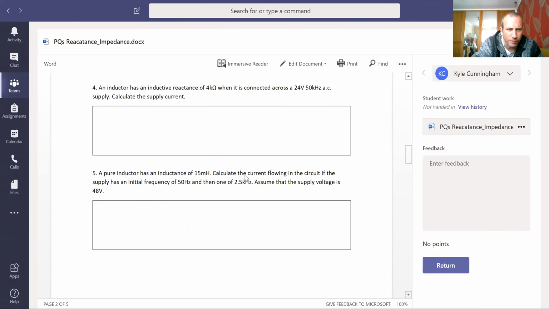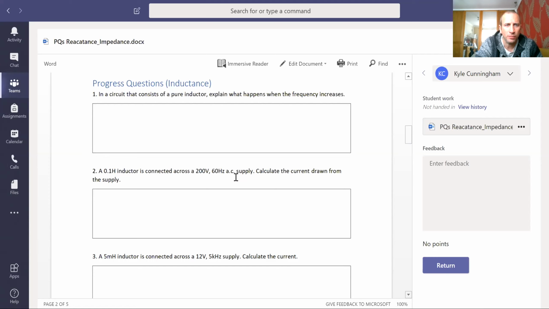Question 5. Again, let's have a look. Pure inductor, calculate the current. It's actually asking for exactly the same question as 2 and 3. So we've got frequency. We got 2 different frequencies, so it's asking us to do it twice. We've got henries and we've got volts. So if we have a look at question 2, we've got 0.1 henries, 60 hertz, 200 volts, and we're looking for current. So let's have a look at what that should be.